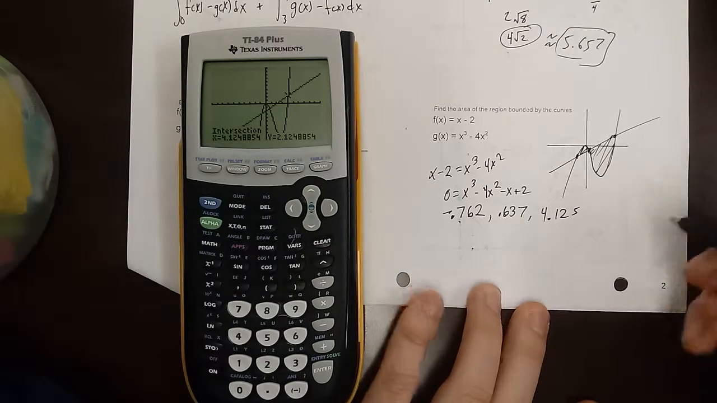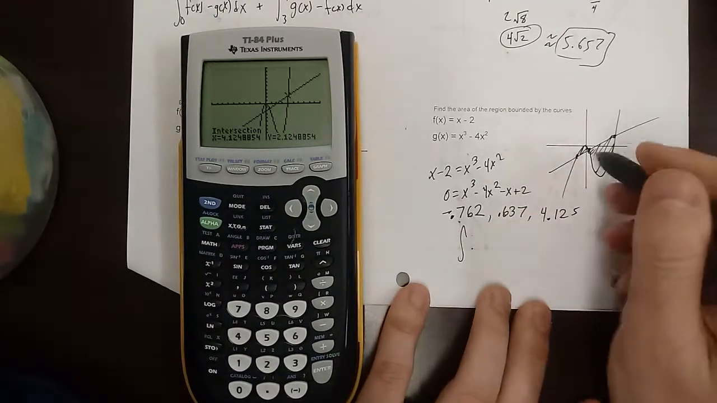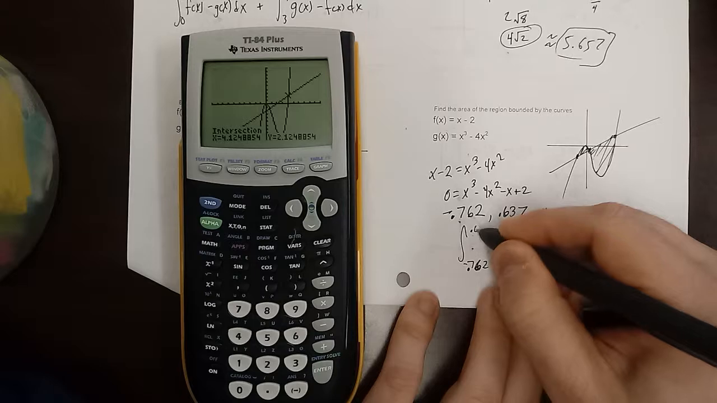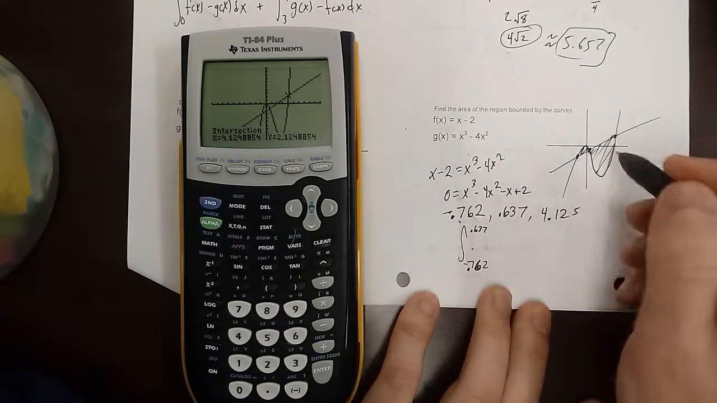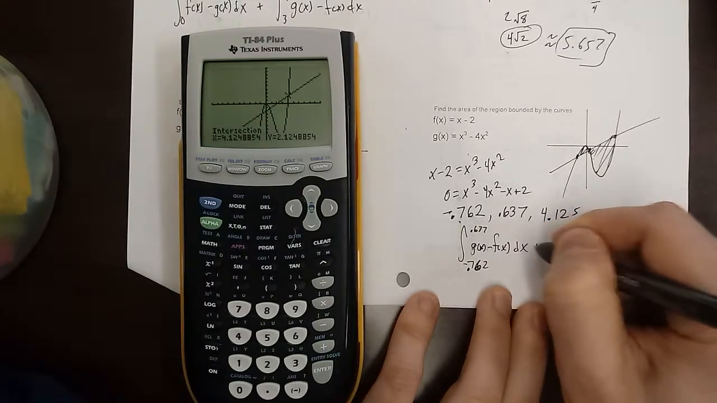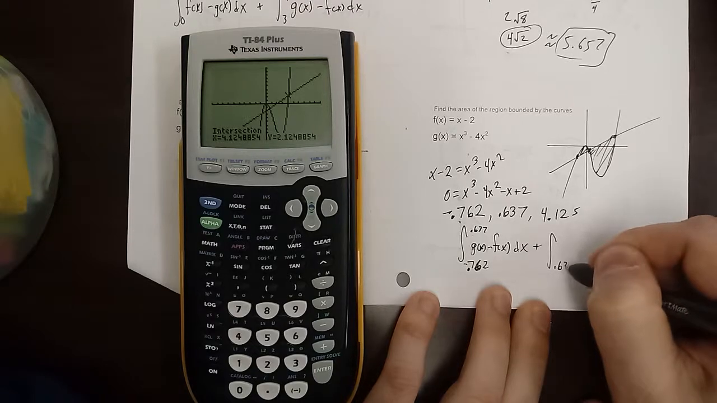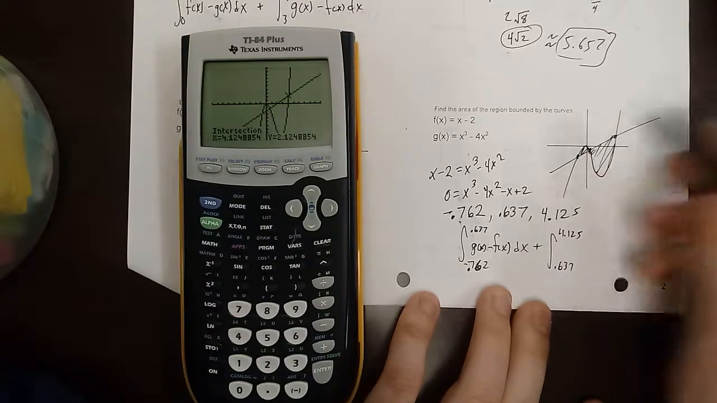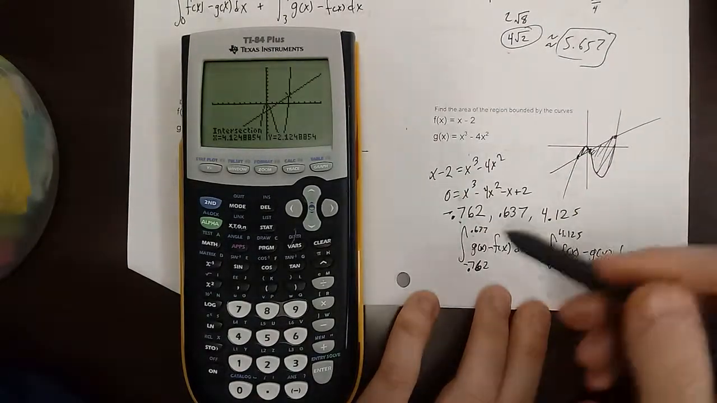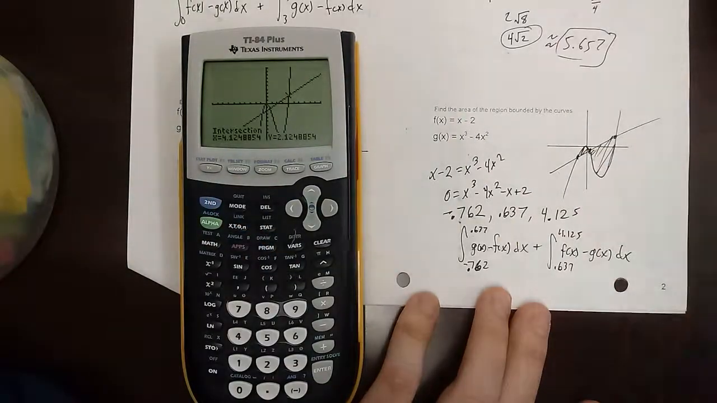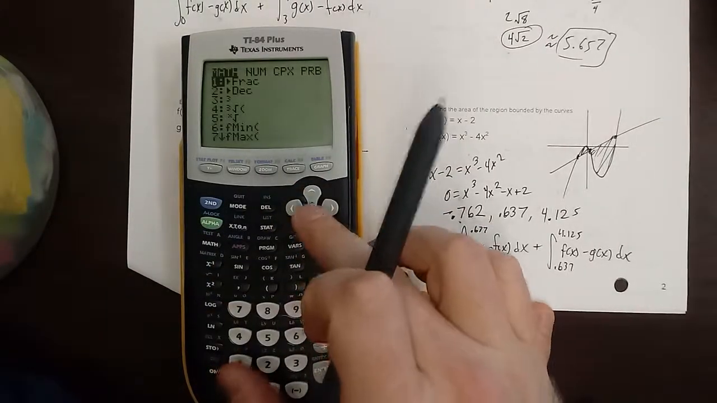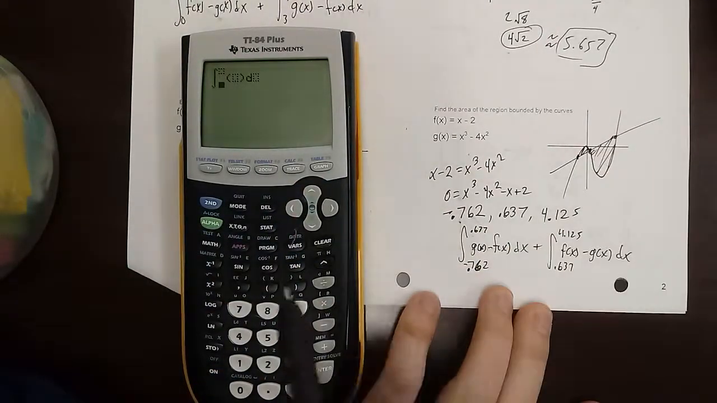$4.125, and so we would just say, hey, from our first one, 0.762 to 0.637, we're going to take g of x minus f of x dx. Then from 0.637 to 4.125, we're going to take f of x minus g of x. And if f and g are defined like that, I'm allowed to show it like that in my work and type stuff into my calculator and get it done. I don't need to write everything out. There's no point. These are well defined within the problem.